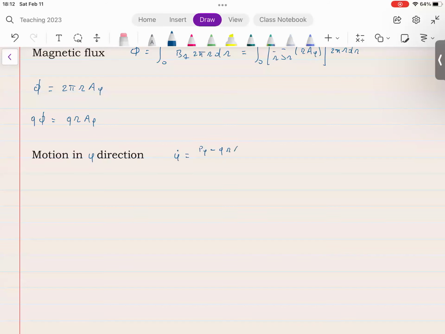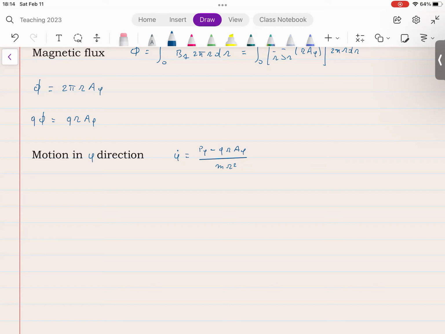We have it above: QRA phi divided by mr squared. Then phi dot changes sign when the numerator changes sign. P phi is a constant. In fact, we said that QRA phi equal constant is the trajectory in RZ space of a magnetic field line. That means that this quantity changes sign when the particle crosses a magnetic field line.